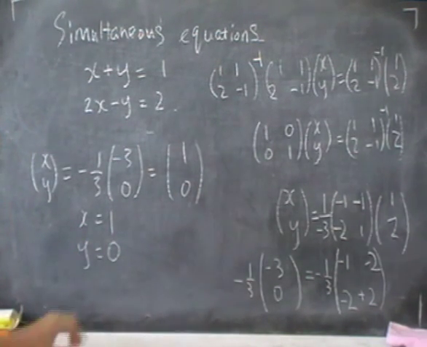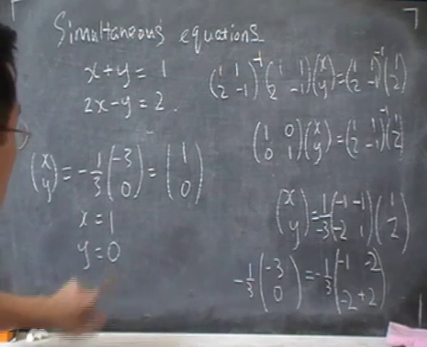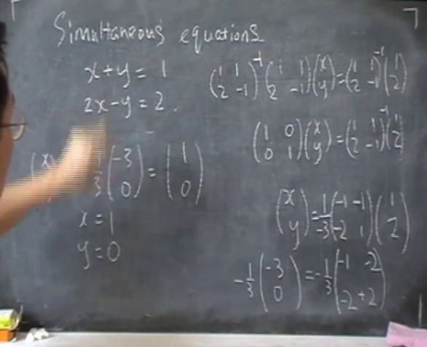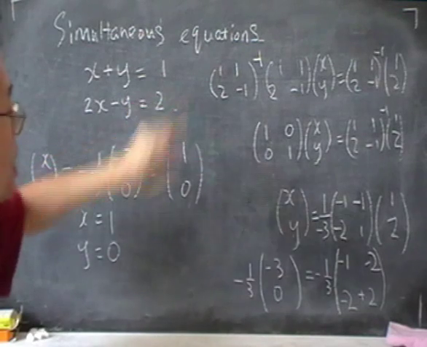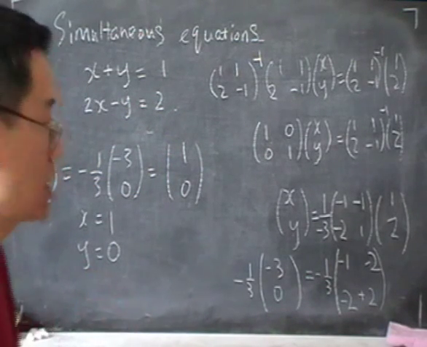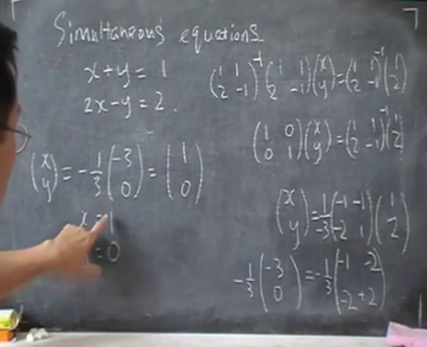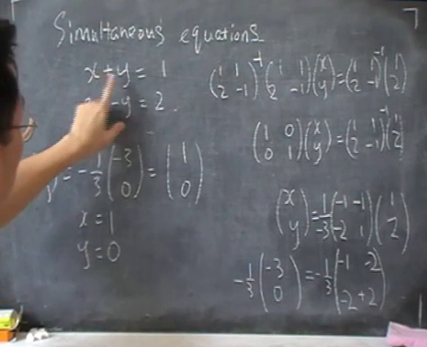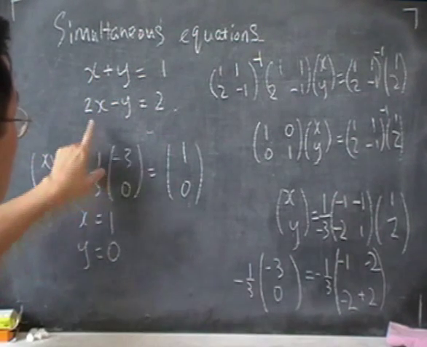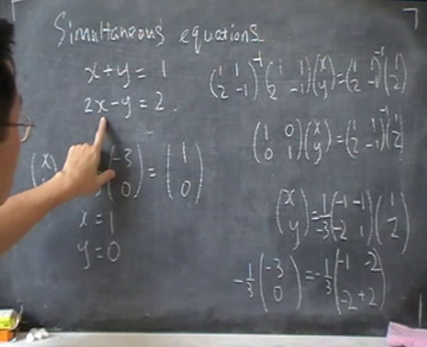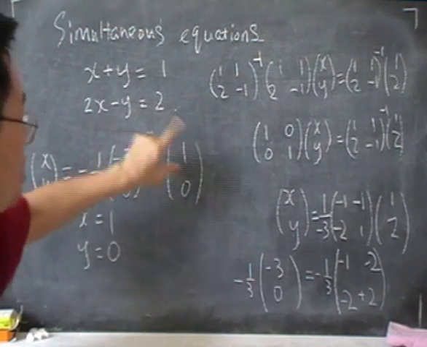And as a final check, you can substitute these two, 1 and 0, into here, to check that the left side is equal to the right side, that the equation is satisfied. And indeed there are 1 and 0, so 1 plus 0 is 1. 2 times 1 is 2, minus 0 is 2.